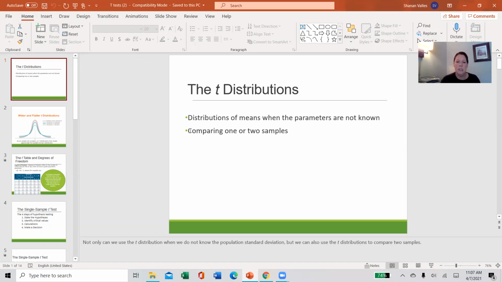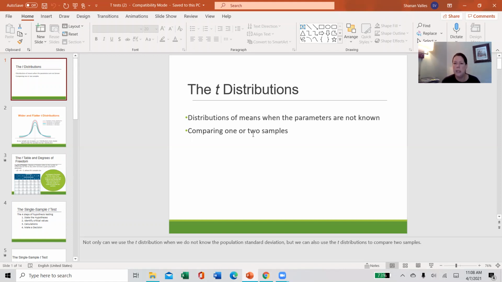I didn't mention this yesterday, but it's also if you're comparing 1 or 2 samples, okay? If you know all the data of the population, then you could certainly compare 1 sample to the national or known population, and you could do a z-test there. But if you don't know all of the information about the population, and you have 1 sample, you can perform a single sample t-test, and that's what we'll be going over today.